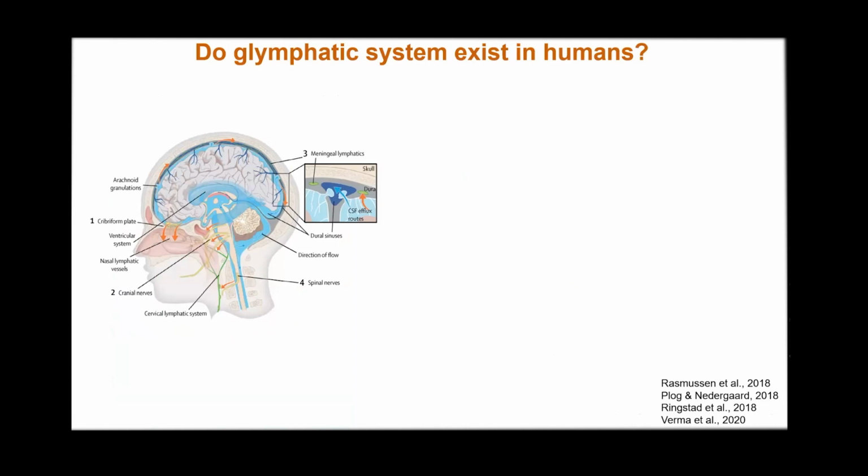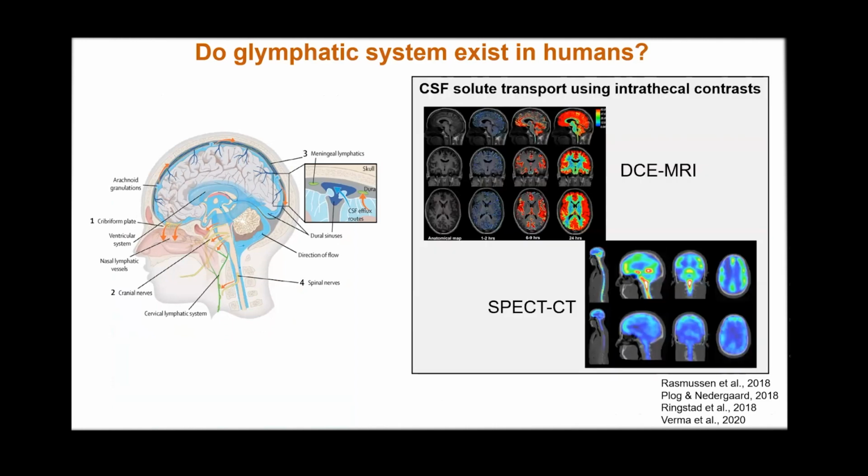So coming to the human side, the lymphatic system does exist in humans, and this has been investigated quite recently using a contrast-based MRI, wherein you inject intrathecal gadolinium in a certain patient population and study the dynamics of the gadolinium enhancement in the brain over time using T1 mapping. And the lower panel is using a radionuclide tracer, like technetium-99 DTPA, and using SPECT-CT to assess the enhancement in the brain.